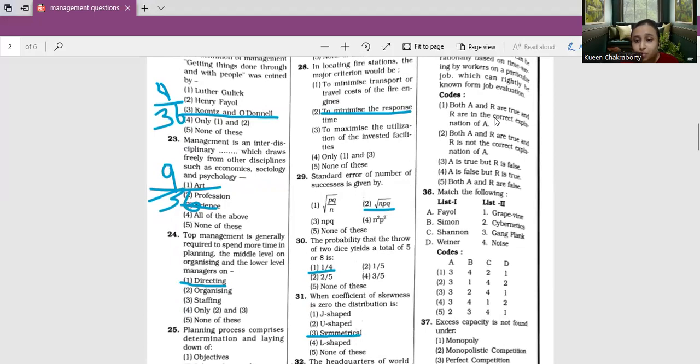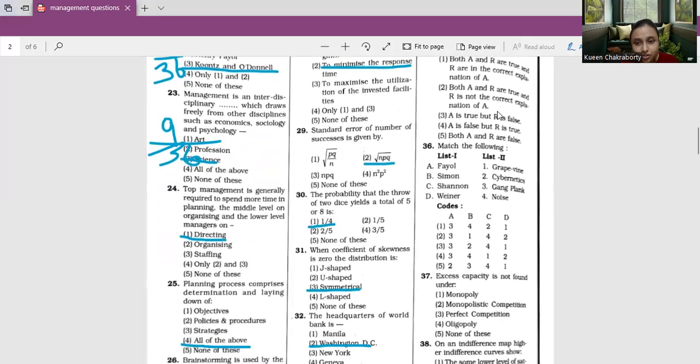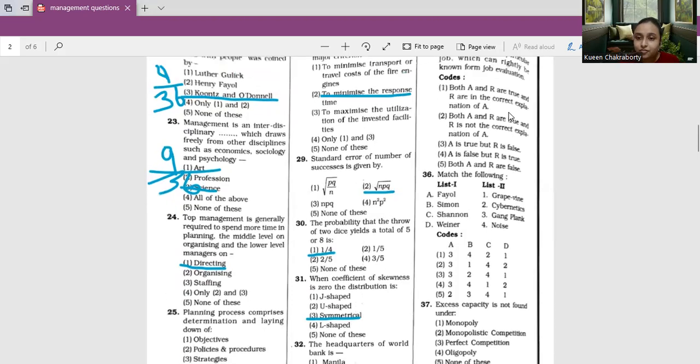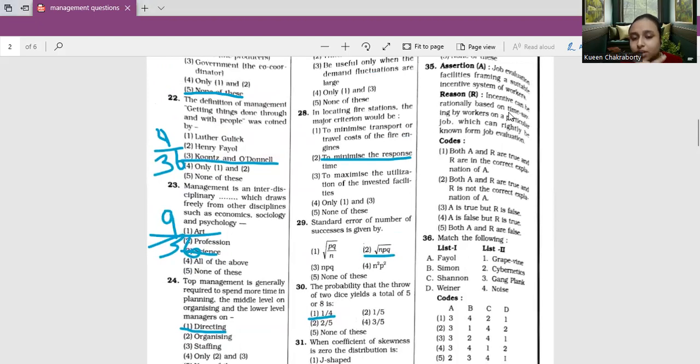Number 2 is both A and R are true, and R is not the correct explanation of A. Number 3, A is true, but R is false. Number 4, A is false, but R is true. And number 5, both A and R are false. Now, a thorough explanation needs to be given for this answer. If you follow this question, see, assertion and reason.